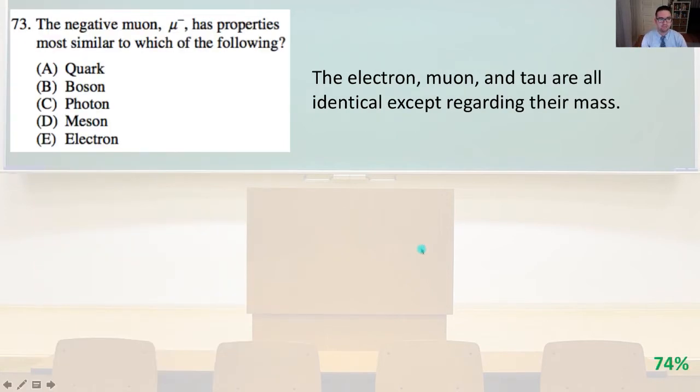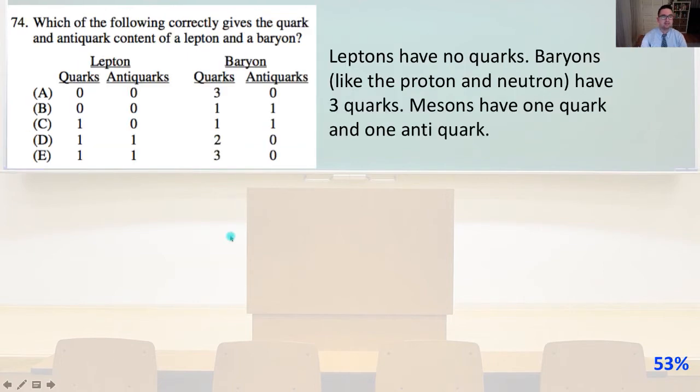Number 73, the negative muon has properties most similar to which of the following? The electron, muon, and tau are all identical except regarding their mass. So, of course, the answer is E. It is identical besides the mass to the electron. Answer E.